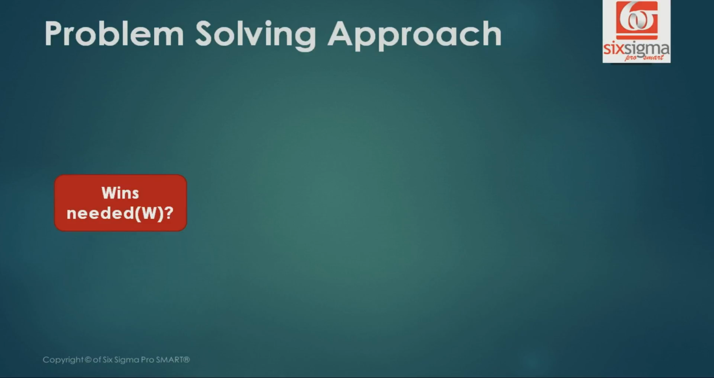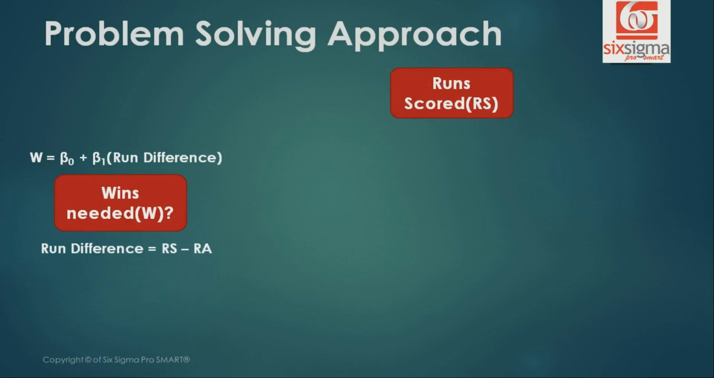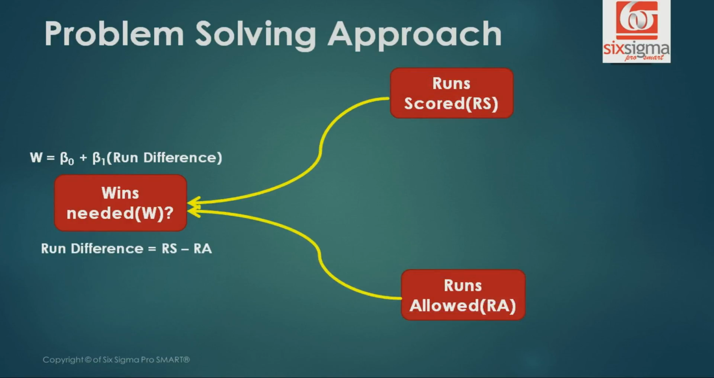Level 1, starting point. The first task before Paul DePodesta was to figure out the number of victories they needed, that is, the total number of wins. And basis the historical data, he found that there is a good linear relationship between the number of wins and run difference. In fact, run difference, which is runs scored minus runs allowed, could be a very good predictor of the number of wins.